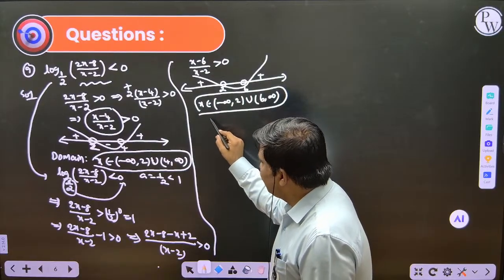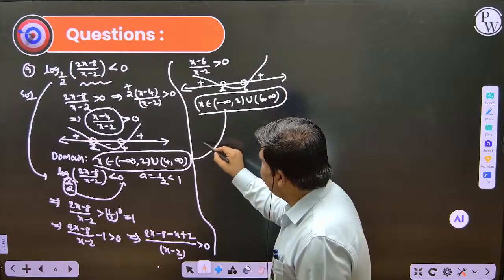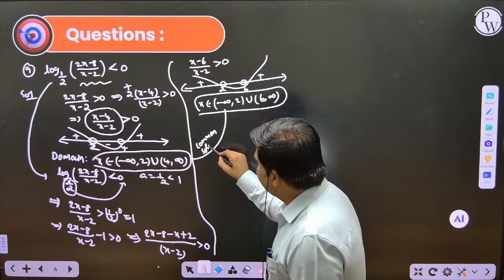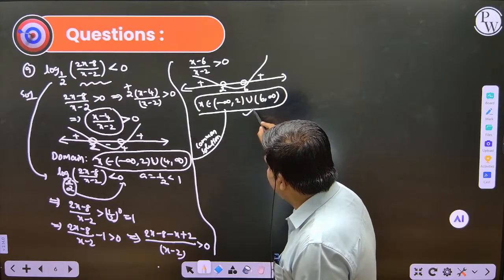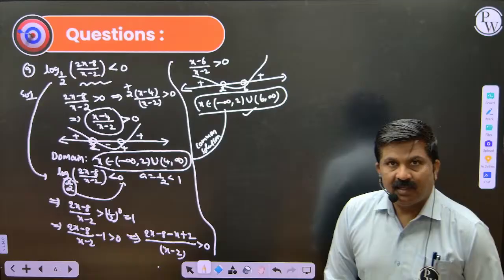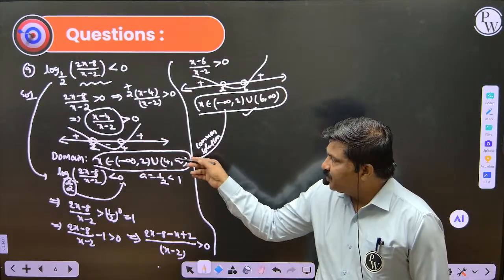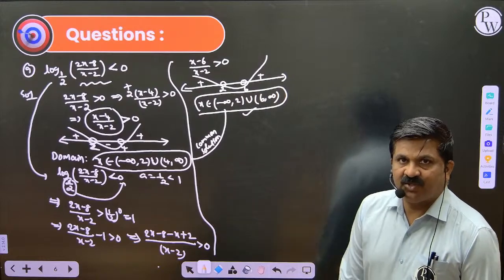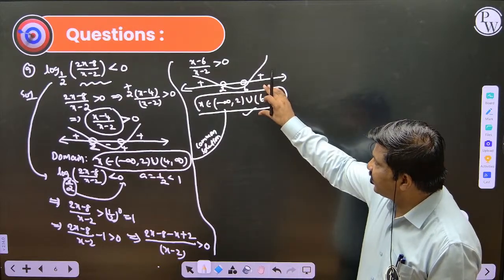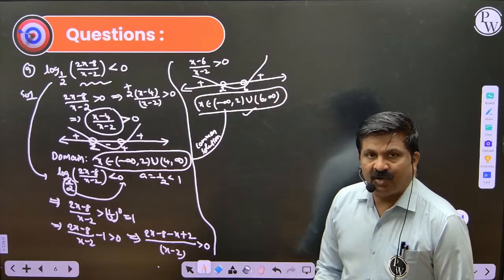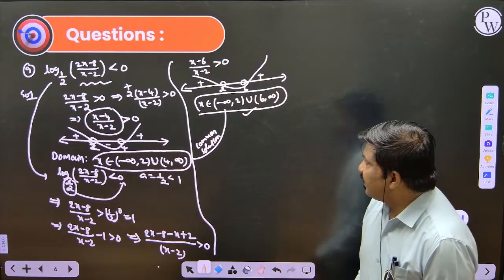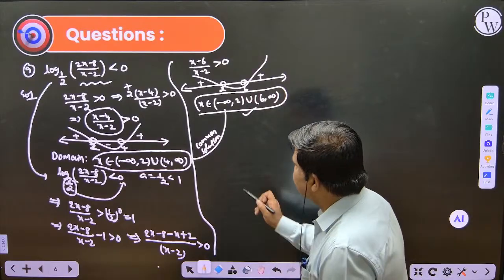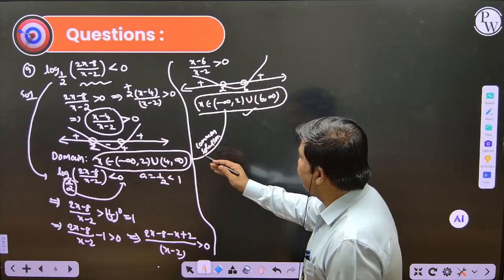Whether to this solution you take a commonality with the domain or not. Why? Because our solution should lie in the domain. But this is your solution, which should lie in this domain. So what is your commonality you see here? What is the common solution? This is from 4 to infinite.